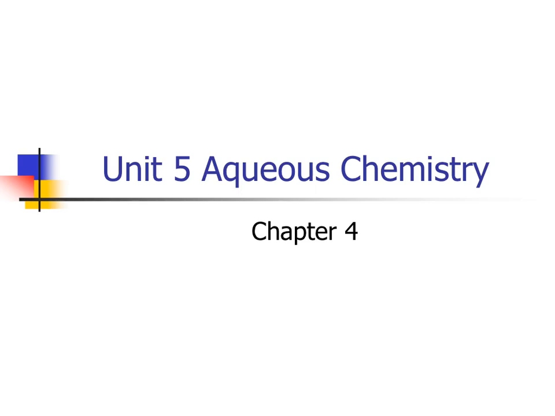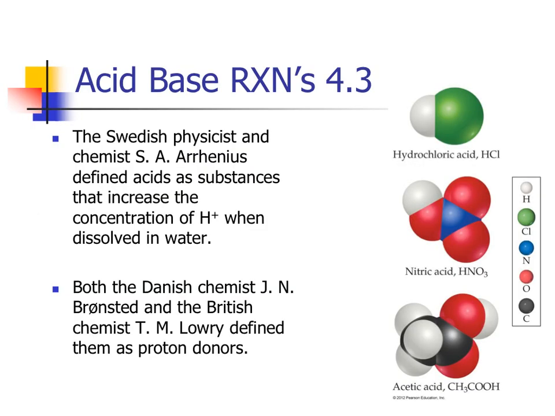So let's get started in defining what an acid and a base actually is. There are two different routes that you can take with the definition of an acid or a base. Swedish physicist Arrhenius defined acids as a substance that increases the concentration of the H plus ion when dissolved in water, whereas Danish chemist Bronsted and British chemist Lowry defined it as proton donors.